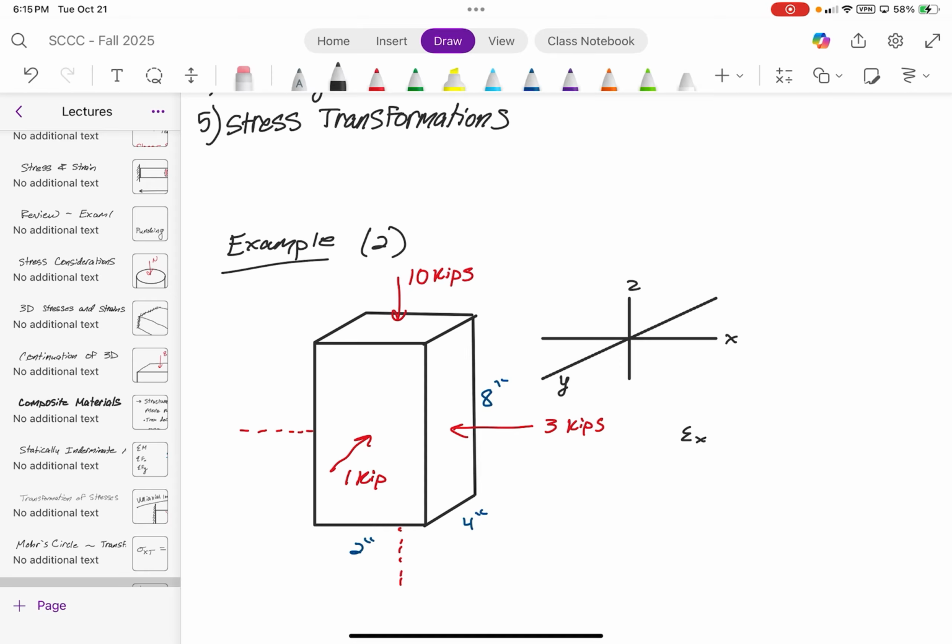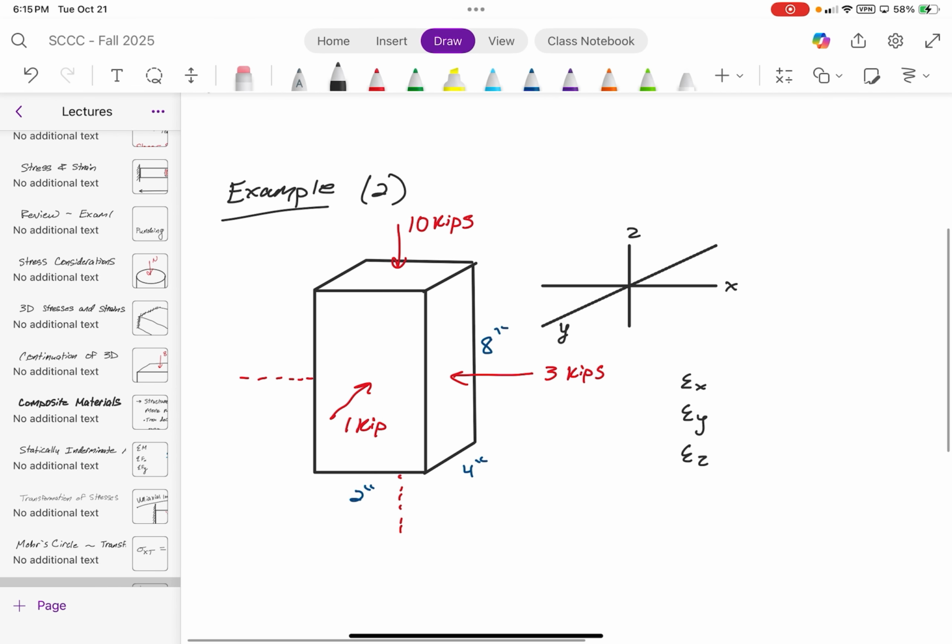What I want is for you to find epsilon X, epsilon Y, and epsilon Z. I'll give you 10 minutes to do that. And that's what we're going to do. I'm just going to make you solve the problems. Then we'll go over it.